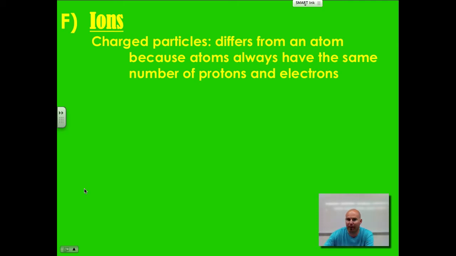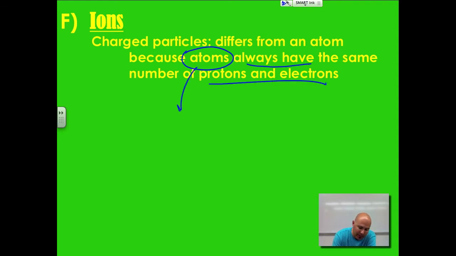It differs from an atom because atoms always have the same number of protons and electrons. And we're going to see how ions describe different amounts. We're going to deal with this in the next unit, and we're going to put this all together. But an ion is a charged particle, and it differs because it has a different number of protons and electrons. Atoms always have the same protons and electrons.